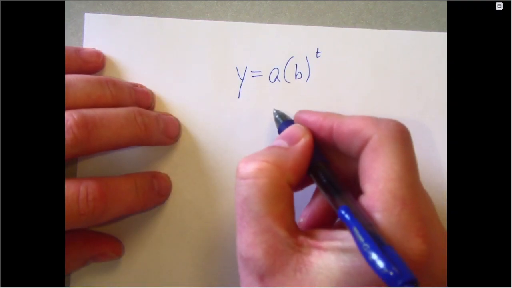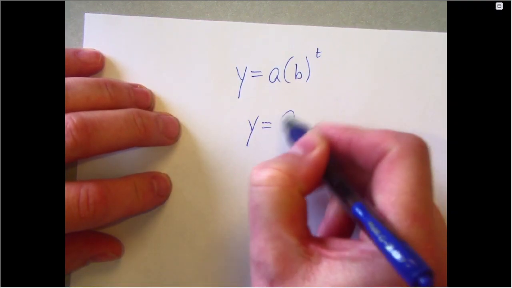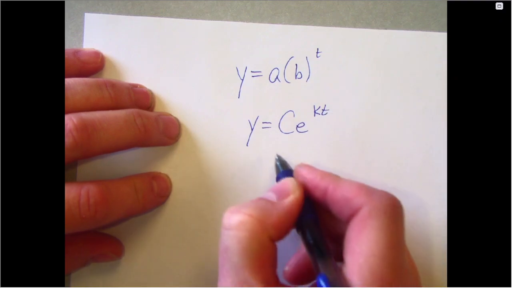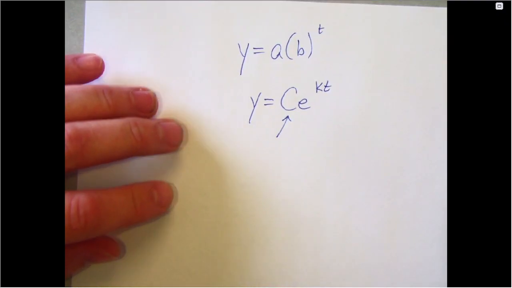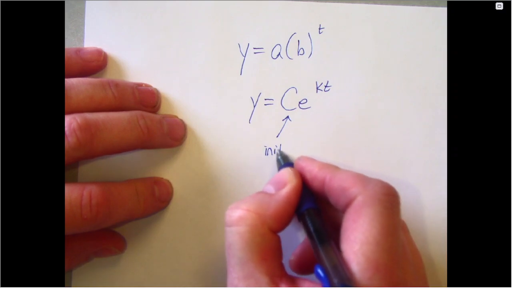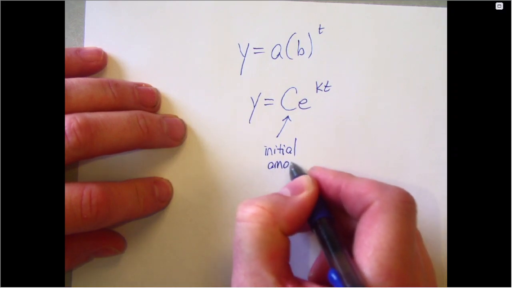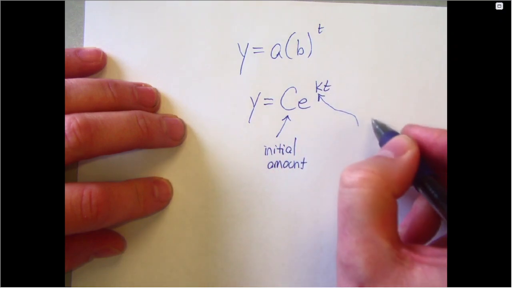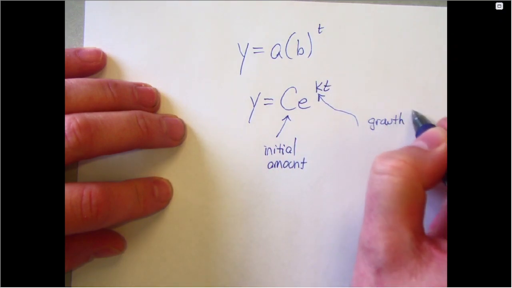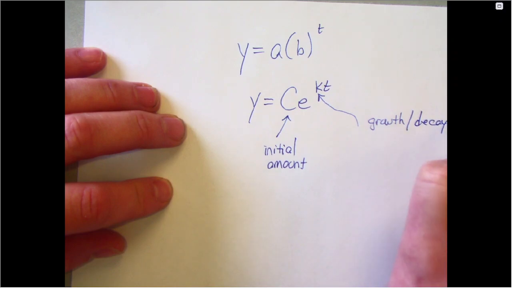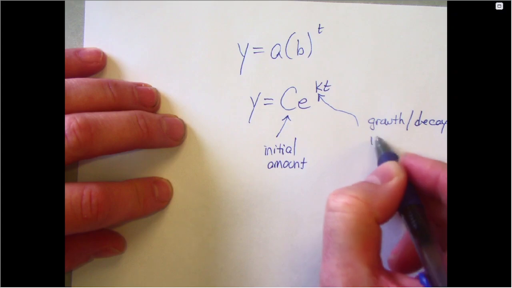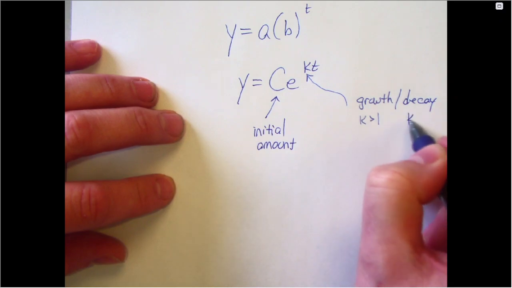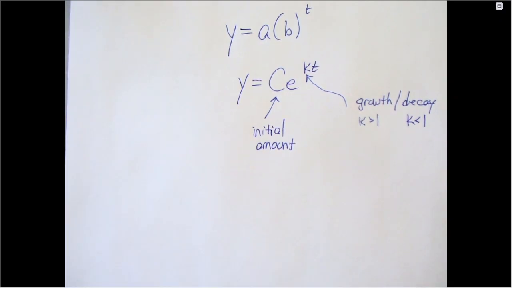7/8. So this is exponential growth, and let's just write this. C e to the kt is how they write it. That's exponential growth or decay, depends on the constant. This is your initial value or your initial amount. k is your growth or decay rate. If k is bigger than 1, we're going to grow. If k is less than 1, we're going to shrink.